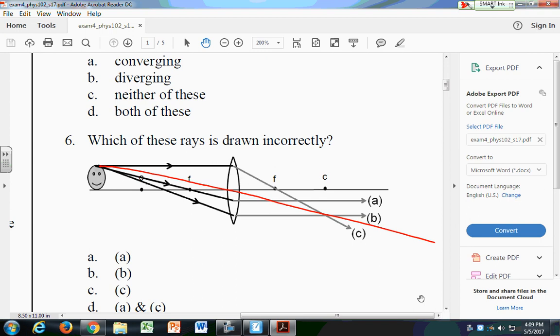Right, so A and C are wrong. It would look like that, Tyler. A is wrong, C is right. Oh, shoot. I'm sorry. What's the right answer? B. B is the incorrect ray. B is the only incorrect ray. Okay?